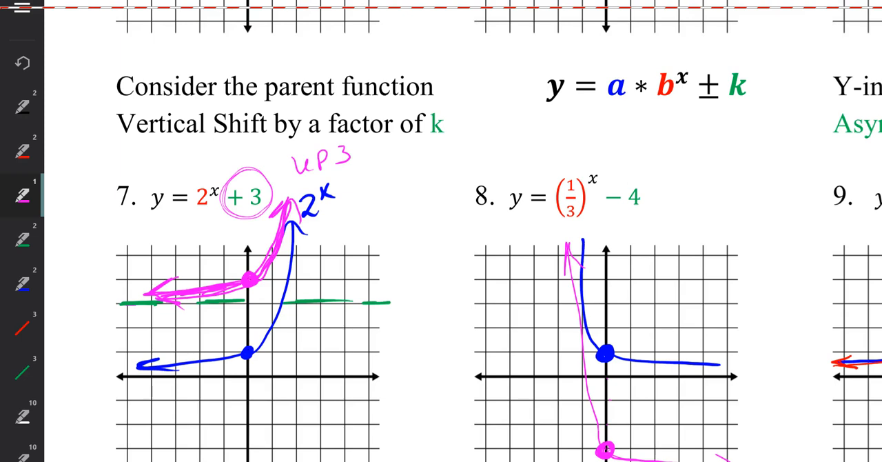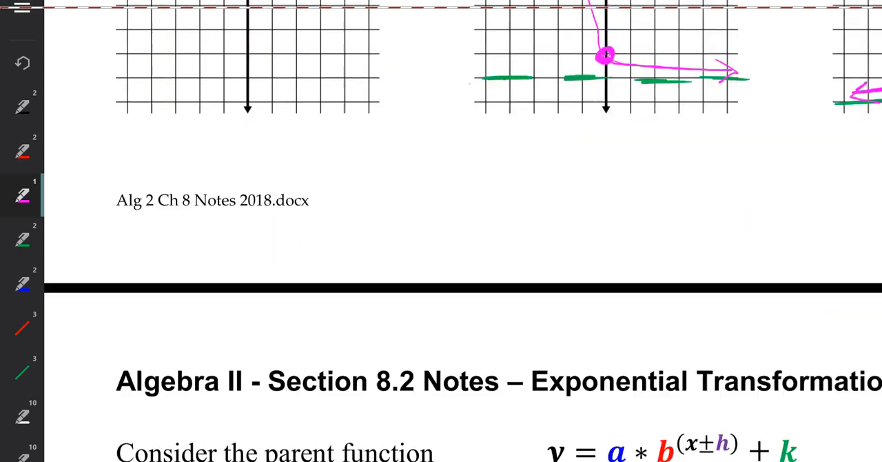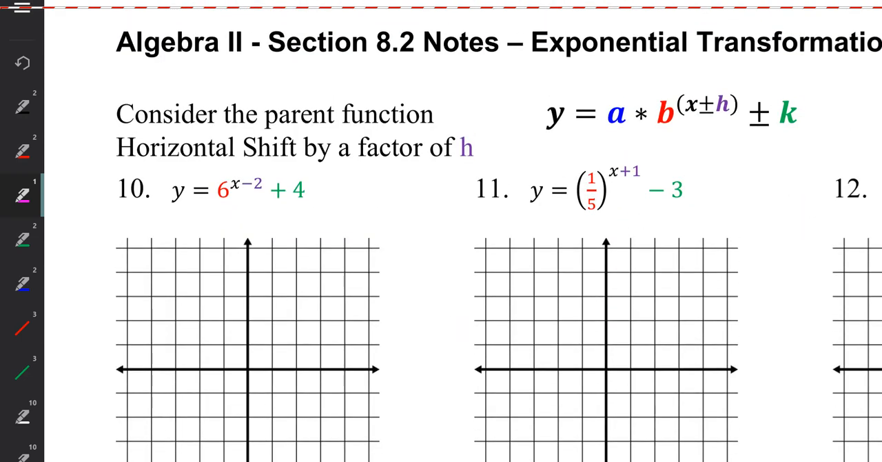Pause for a sec. Questions? Is this a lot like parabolas? The only thing different is we have either growth or decay, Salmon. That's it. All right. Moving on. What do you notice about 10, 11, and 12? What have I added in? The little plus or minus is up in the exponent, right? That's like being in the parentheses. Where does it shift? Sideways, right? So, here we go.